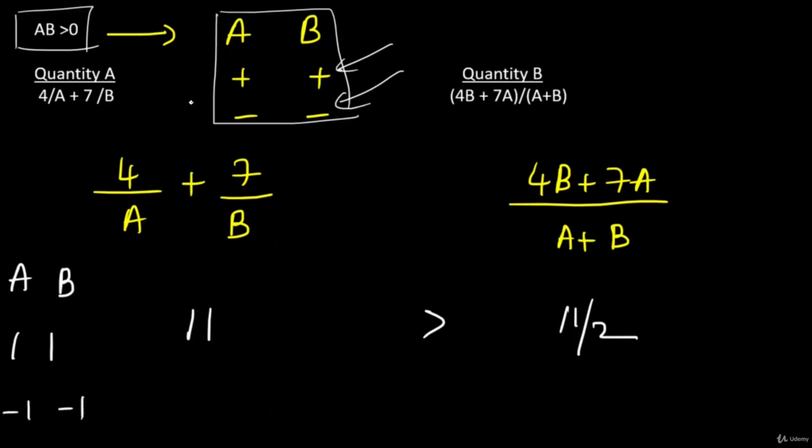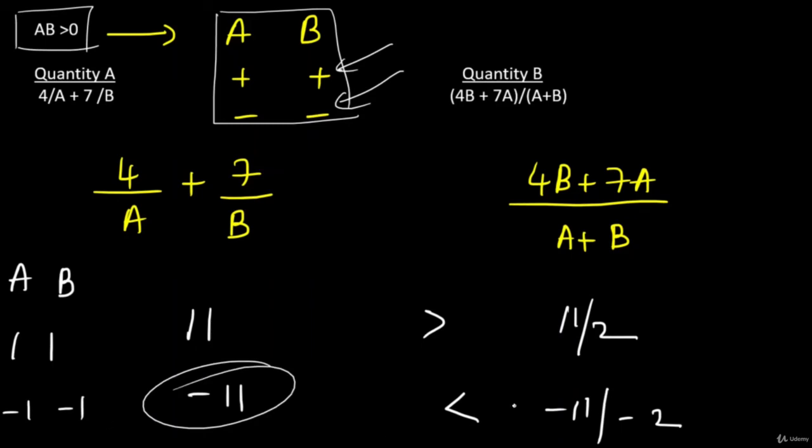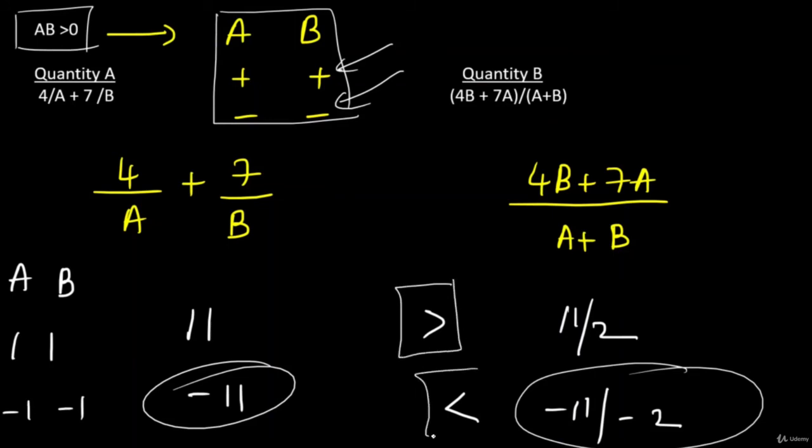Now in this case quantity A is 4 by -1 plus 7 by -1, which is equal to -11, right? And quantity B is -11 by -2, which is 11 by 2. So this is a negative number and this is a positive number, right? Therefore this is greater, right? Now you can see that the relationship varies. Over here we got greater than and over here we are getting less than. So the relationship varies and hence the correct answer to this question is option D.